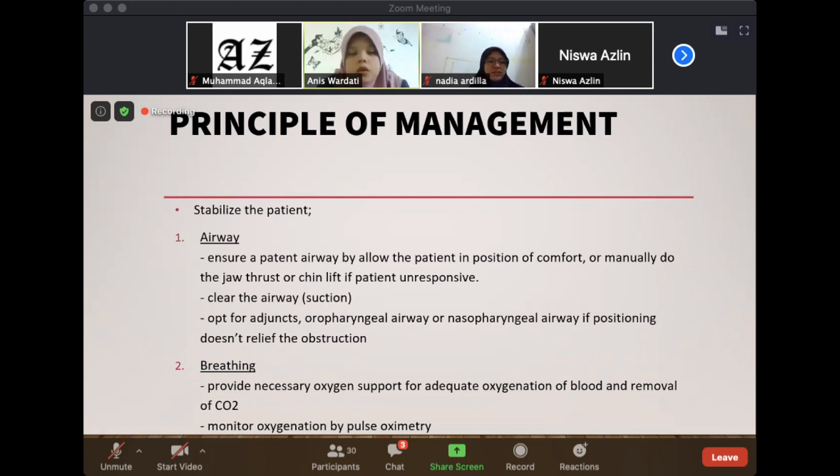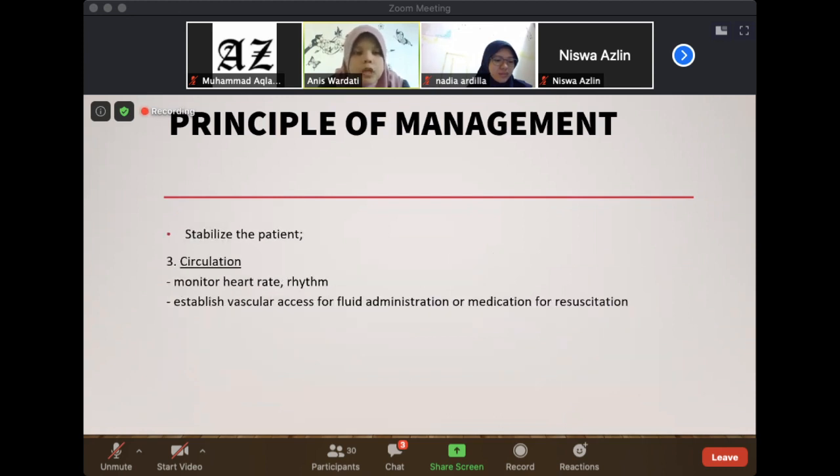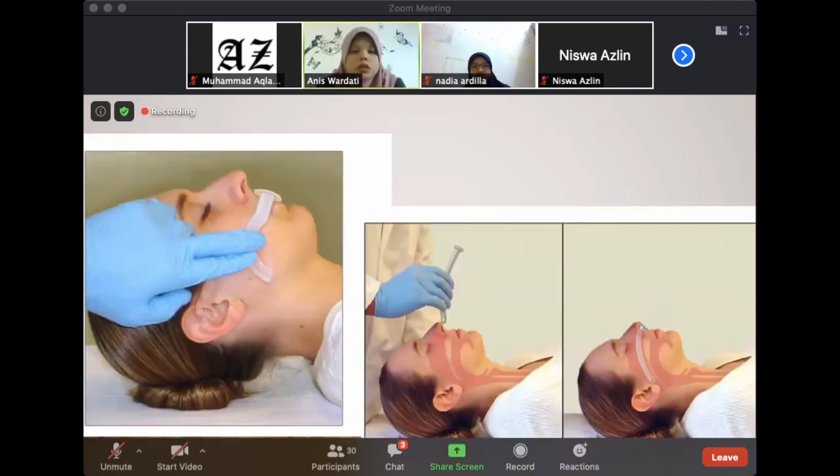For breathing, as we have already ensured a patent airway, we need to provide oxygen support if the patient needs it. We need to monitor the oxygenation by pulse oximetry. The last one is circulation. We need to monitor the heart rate and also the rhythm, and establish vascular access for administration of medication for resuscitation.